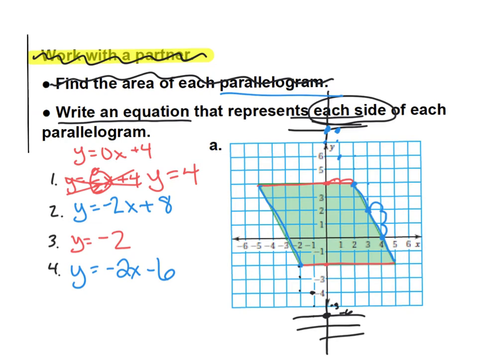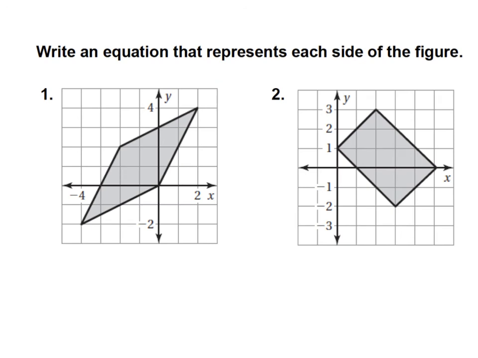You're going to have some of these on your homework where you're just going to have to write an equation for each side of the shape. Here they are, each side of the shape. So again, they're parallelograms, so probably going to have the same slope. So we'll start here. Here's a point, 1, 2 over 1. So y equals 2x. Okay, we've got to continue. 1, 2 over 1.